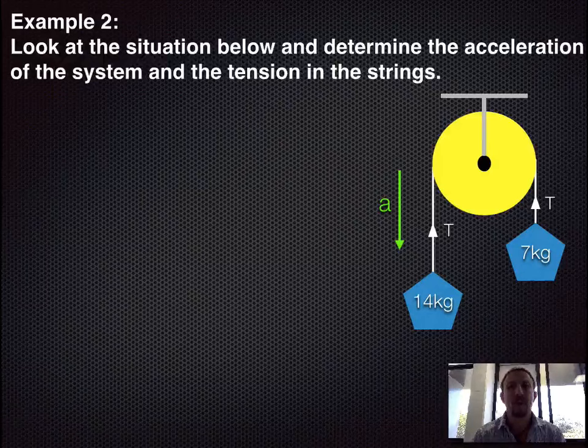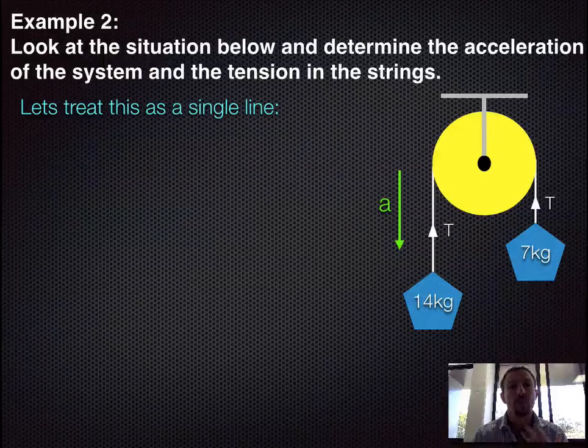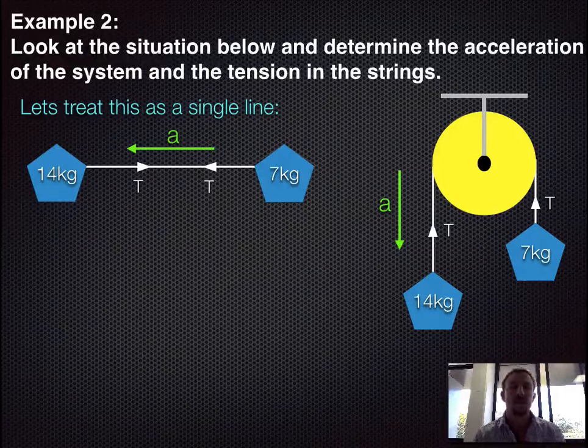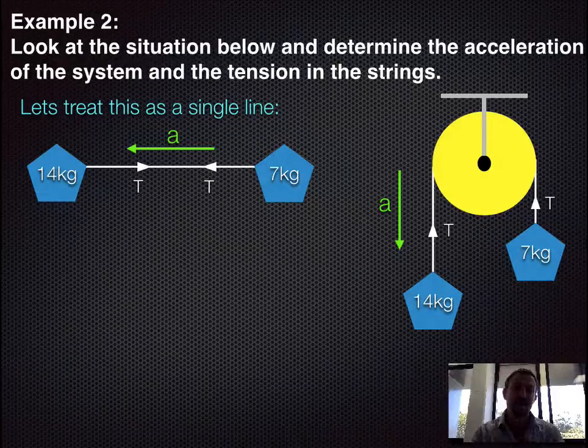And we've got to work out the acceleration of the system and the tension in those strings on this free-flowing pulley system. Now the pulley system is free-flowing, meaning that there's no frictional forces which are generated. So we're going to treat it as a single line. So we're going to be working on the idea that the whole system, the 14 kilogram mass and the 7 kilogram mass, are moving at an acceleration, in this case to the left, but in the system that we've got on the pulley it's acting downwards.